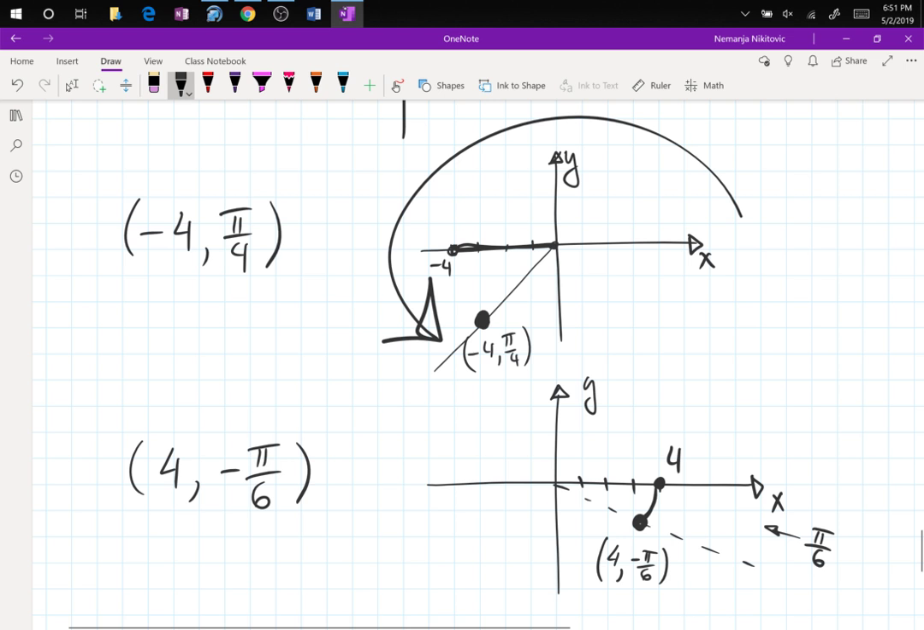Negative is clockwise. Positive is counterclockwise. This is the radius, right? Now you're able to turn this in any direction, but the length of the radius stays the same. That's how you're able to throw stuff.